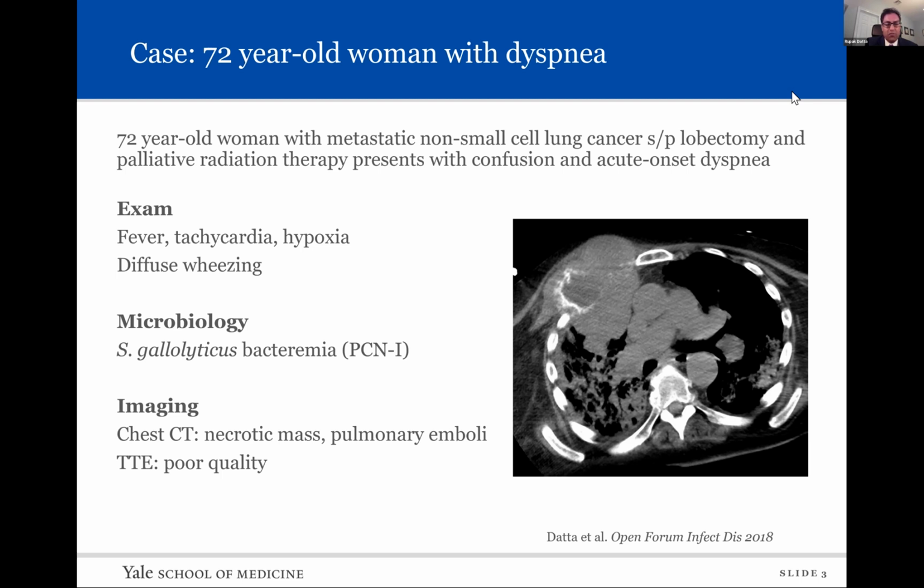Additional evaluation was notable for bacteremia with Streptococcus gallolyticus that had intermediate susceptibility to penicillin, as well as a few notable imaging findings. The first was a chest CT, which showed a large 11 by 10 centimeter necrotic mass that invaded the chest wall with diffuse pulmonary emboli. Due to concerns for a complicated endovascular infection as well as endocarditis, a transthoracic echocardiogram was attempted, but the results were of poor quality. So the ID consult service at this time was tasked with the optimal management of this patient who, again, had advanced cancer and was receiving palliative radiation therapy.